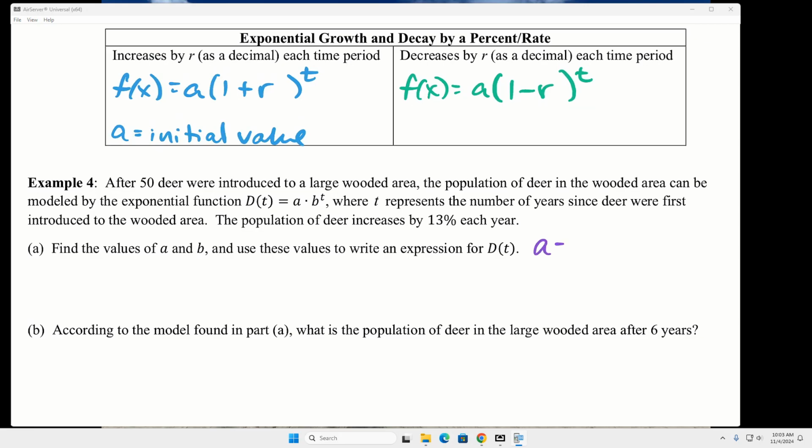So what is a going to be? 50. That's the initial amount of deer. All right, what about b? Yeah, so 13% is 0.13, and you just add that to 1, and that's your base. So d of t is 50 times 1.13 raised to the t.